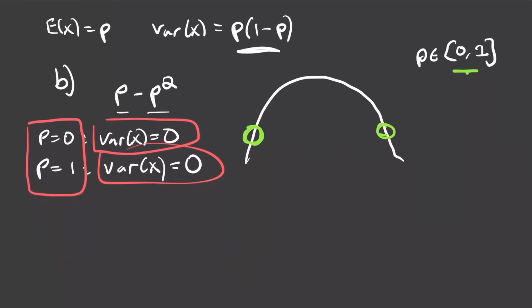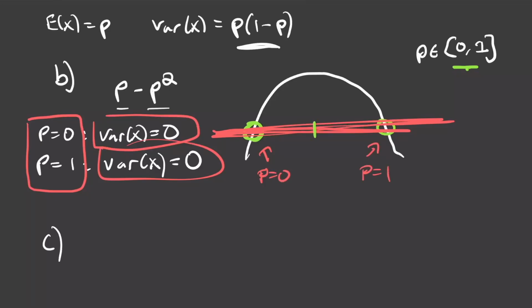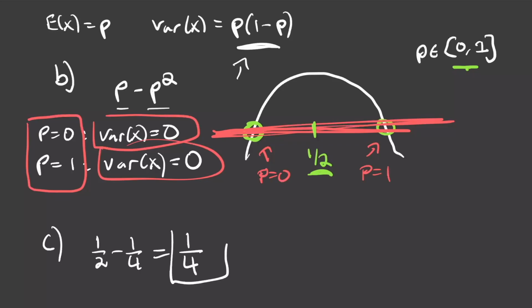Now in part C, let's find the value of p that maximizes the variance. This one's also really simple just by looking at the function of variance, because we know that these points right here pass through the x-axis. This is when p equals 0, and this right here is when p equals 1. So then the peak of the parabola is obviously just going to be halfway between these 2 points, so it should be at 1/2. When we plug 1/2 into our function for variance, we get 1/2 minus 1/4, which is equal to 1/4, so that's the maximum possible variance that we could get.